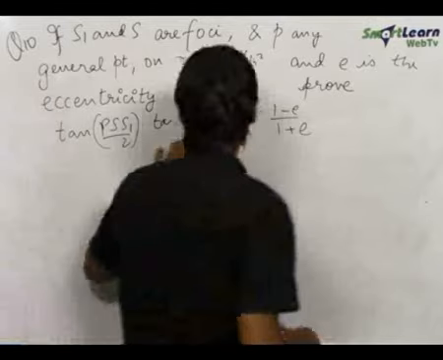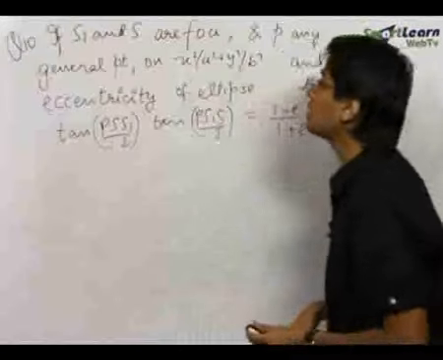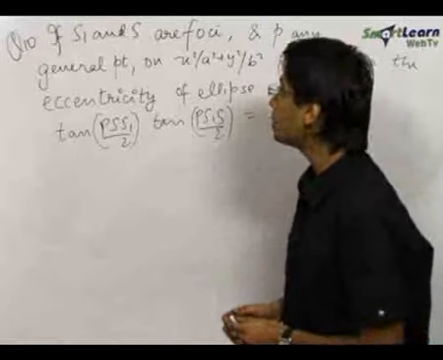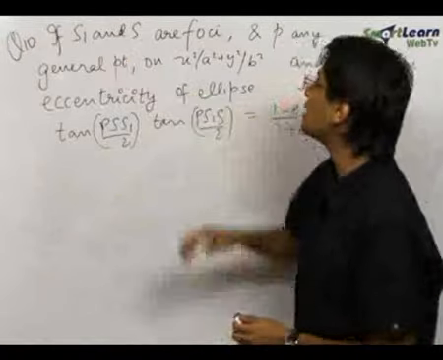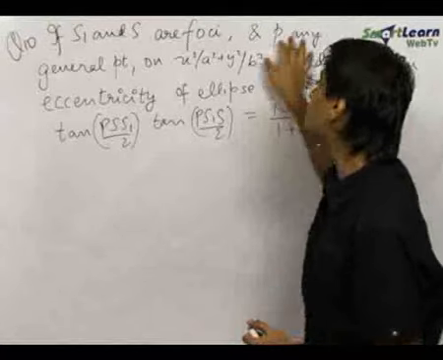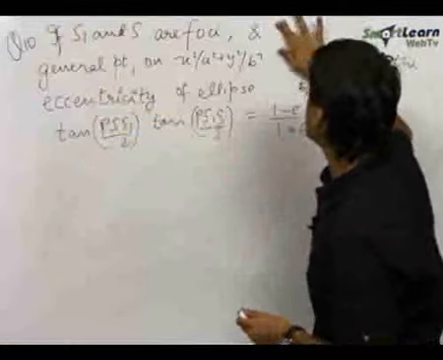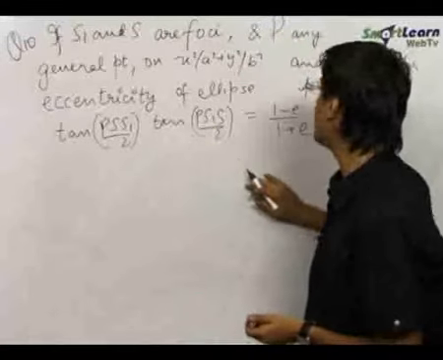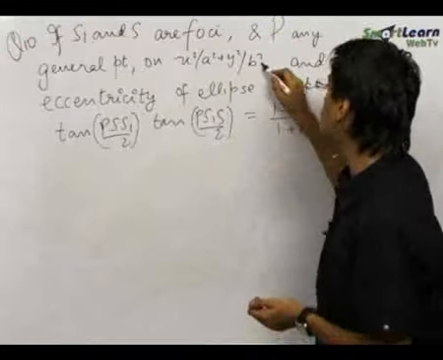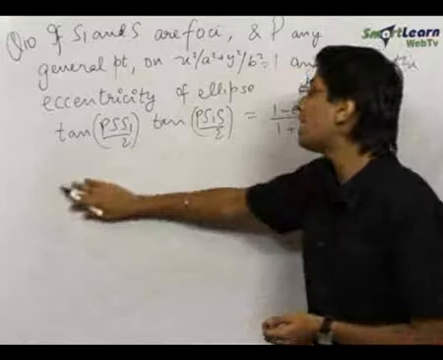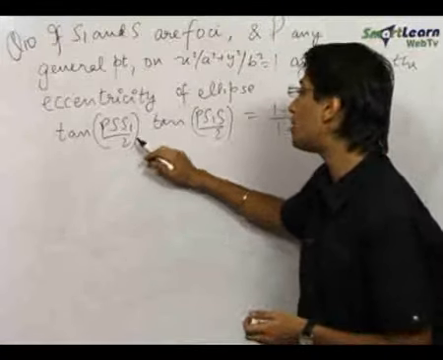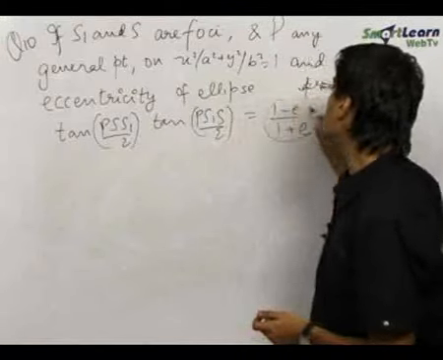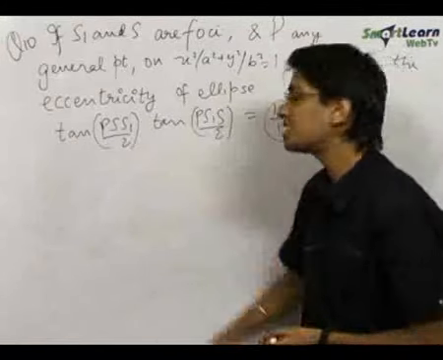Our 10th problem is a very important problem which is similar to the earlier problem. We are given that if S1 and S are the foci of the ellipse, P is any general point of the ellipse, and E is the eccentricity of the ellipse x square by a square plus y square by b square equal to 1, then we need to prove that tan of angle PSS1 by 2 into tan of angle PS1S by 2 is equal to 1 minus E upon 1 plus E.